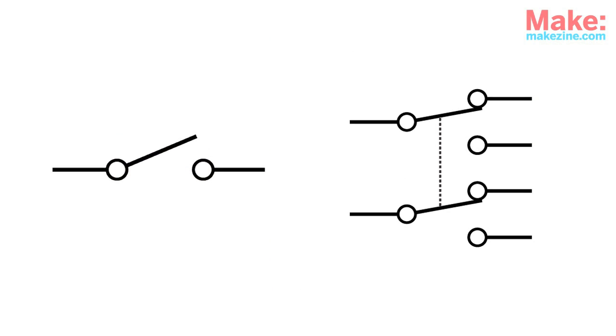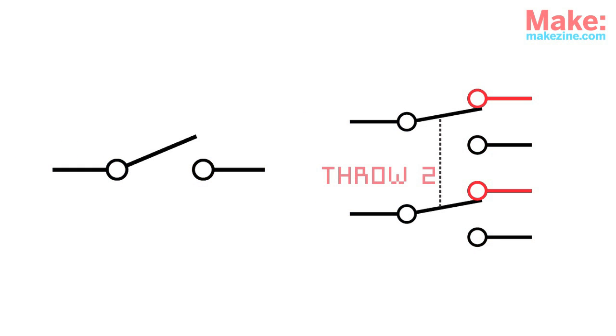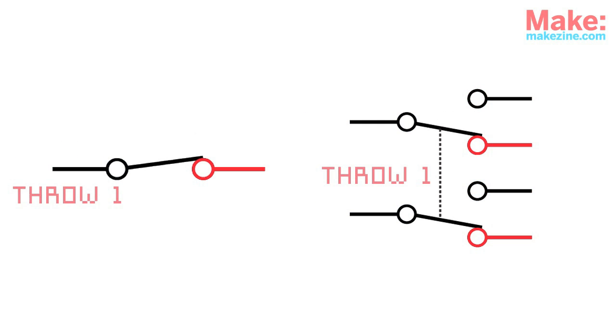The number of poles refers to how many separate circuits can be controlled by the switch at once. And the number of throws refers to how many connected positions the switch can be set to.